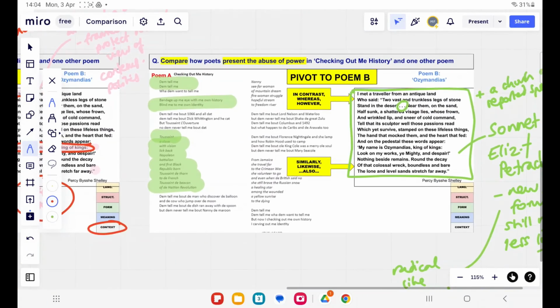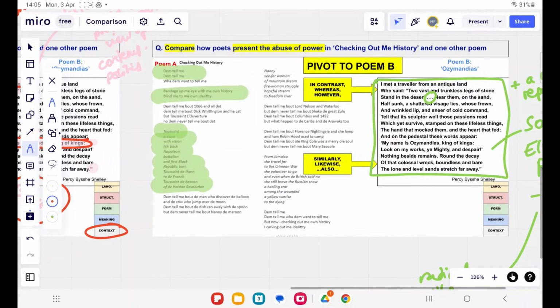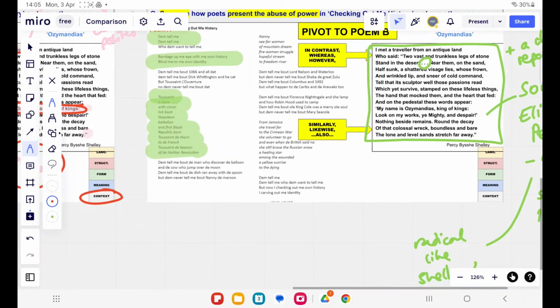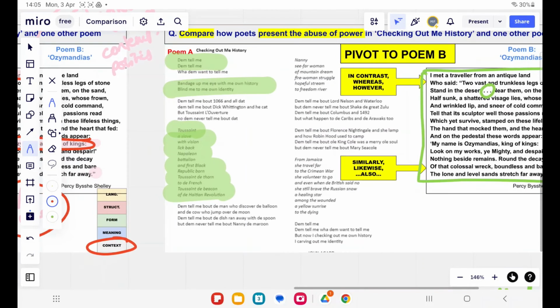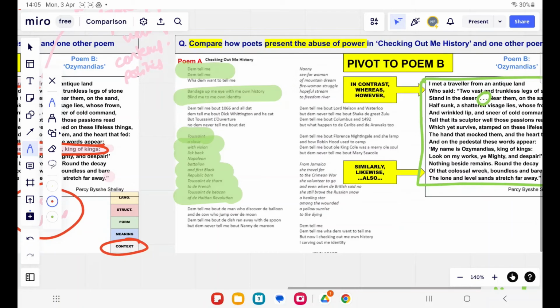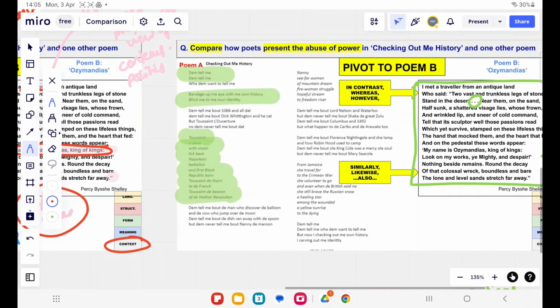Finally, let's think about form. Well, obviously, like Agard himself, the form here in Checking Out My History is very loose. There's no punctuation, varied line lengths. We get the use of italics. It's free form, free verse, kind of baggy, loose, and that's willful. That's a kind of willful resistance to the straitjacket of British education, British history that's been imposed upon him and his people.